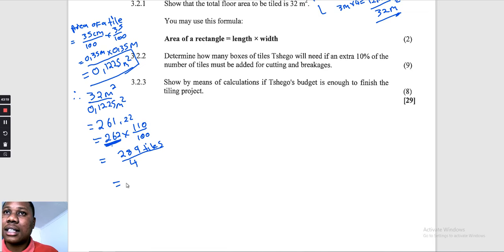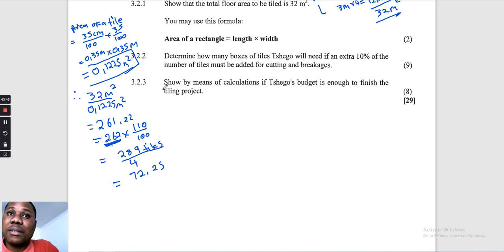289 divided by 4 gives us 72,25. So we cannot buy 72,25. We must buy one box there.